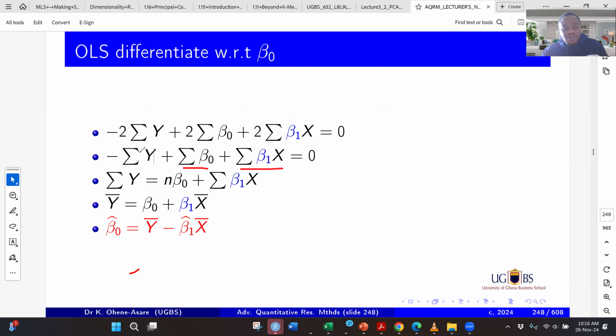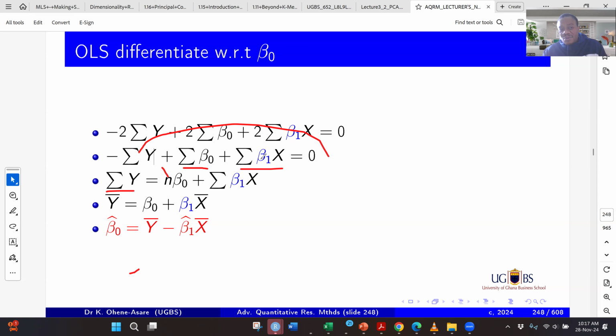Now, at this stage, I can move this one to the right-hand side without touching these 2. And when you do that, you will have summation y. Nothing has changed. But look at this. This is a summation. Summation of what? Summation of ones. And these ones are the number of observations. And so the summation of the number of observations is equal to the sample size. So this becomes n. And then you bring your beta 1 out, then you have summation x.